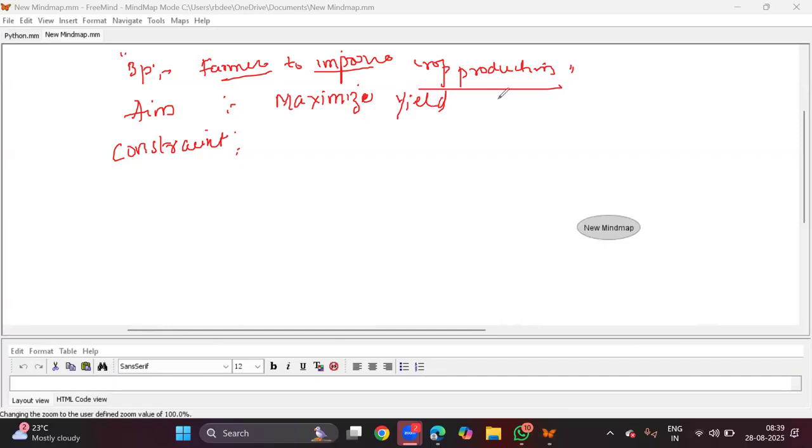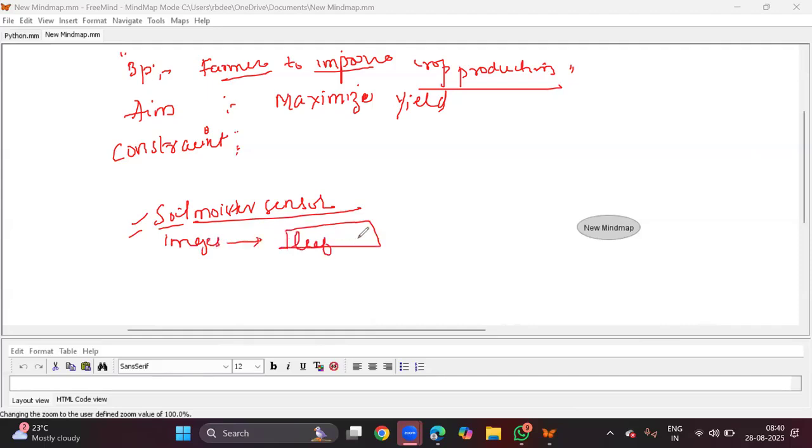To improve the yield, to improve the crop production. Very good, great. But what could be the constraint? Now, because he has to improve the yield, I will say that we will put some soil moisture sensors to find out the moisture of the soil, right? We will take images of the plant, use fertilizers, and we will check whether the leaf growth is good or bad.